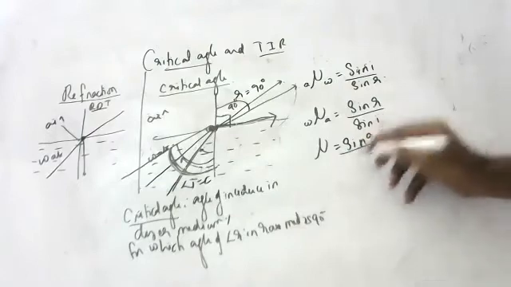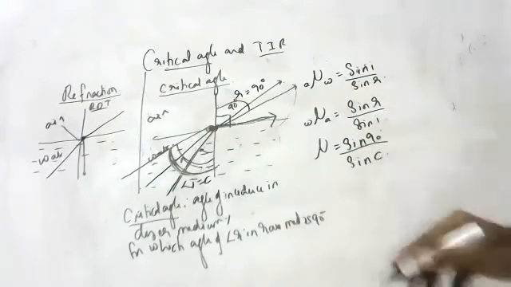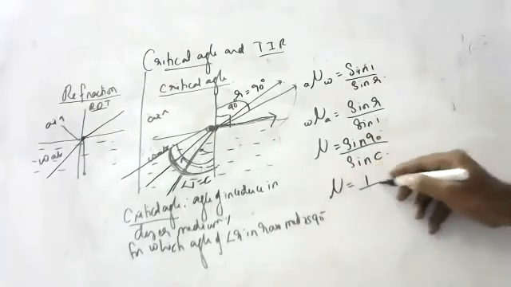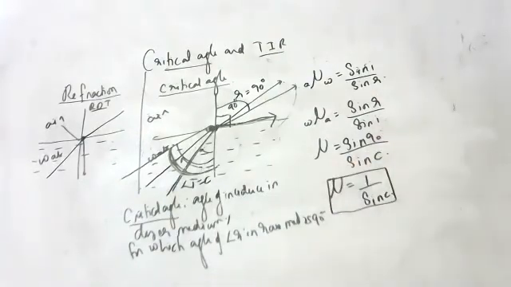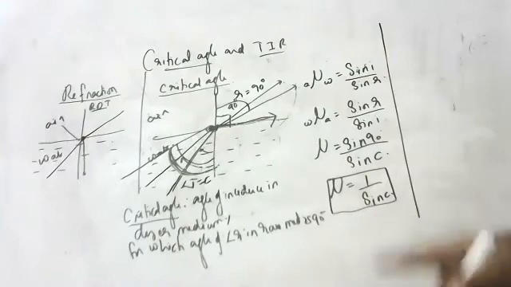And sin i over sin C. So refractive index is equal to 1 by sin C. This is the formula for refractive index. And what are the conditions necessary for critical angle?